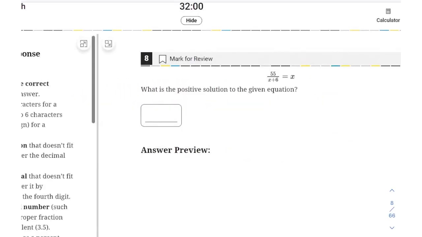This is Chris, and we are taking a look at question 8 in Digital SAT Test 1 Math Module 1. Here we see a student-produced response, and they ask what is the positive solution to the given equation. Anytime we have a denominator, if we want to get rid of that denominator, we can multiply both sides times that expression. So here, if we multiply both sides by x plus 6, it'll cancel out our denominator, and we'll be left with 55 equals x times x plus 6.